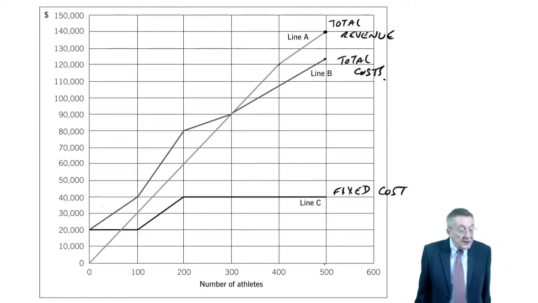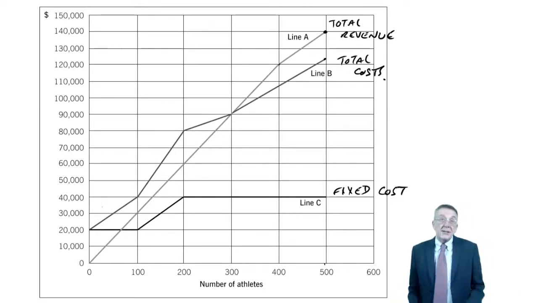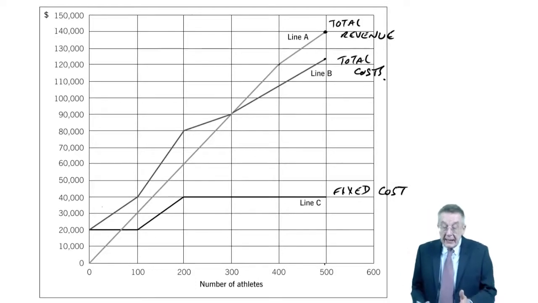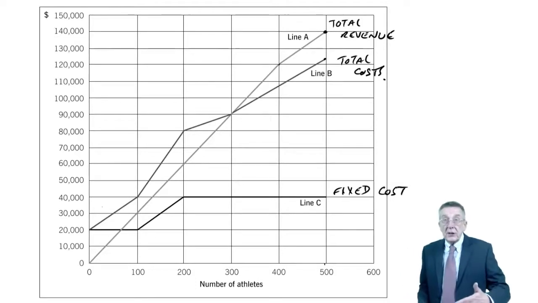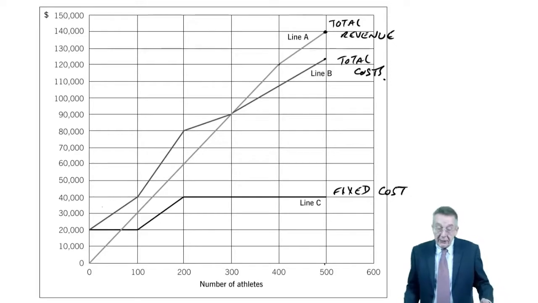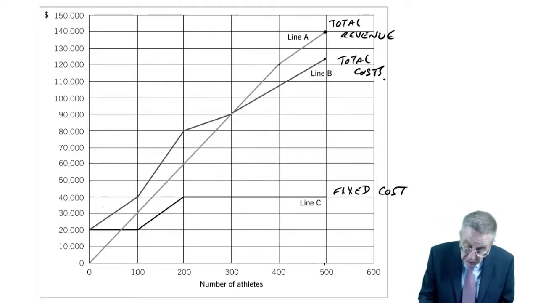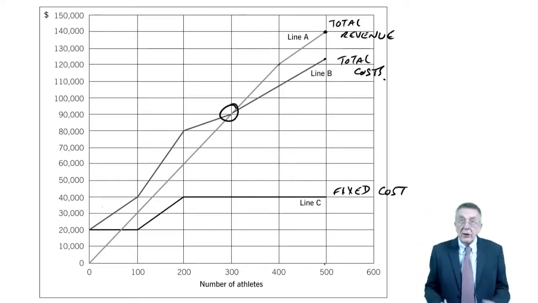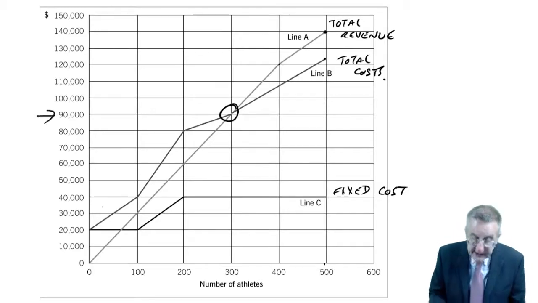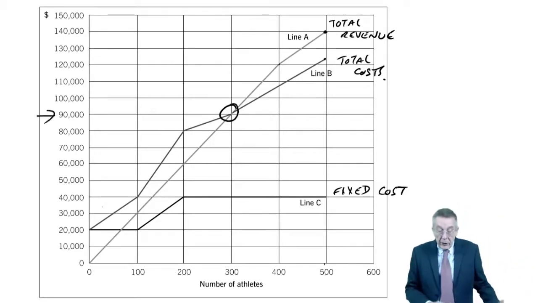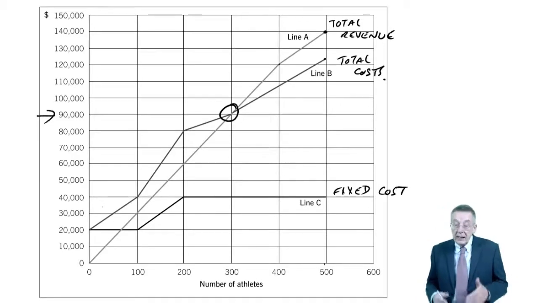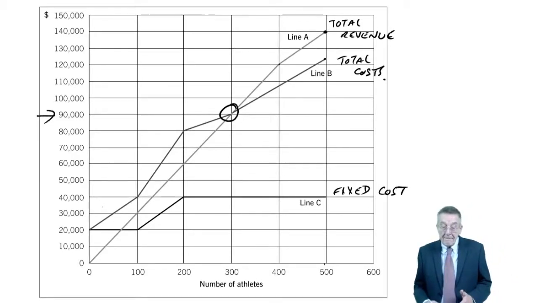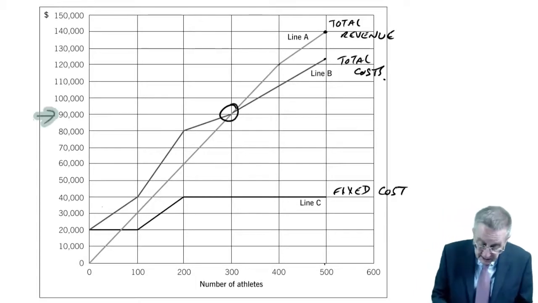Anyway, part A, state the break-even sales revenue. Well, once you're happy with the lines, this should be automatic. Break-even is when total revenue equals total costs. So profit is zero. Total revenue equals total costs at that point there, which is when we have 300 athletes, but that's not required. It's where the revenue is 90,000. Revenue will be 90, total costs are 90. We're break even. So that's a desperately easy mark.